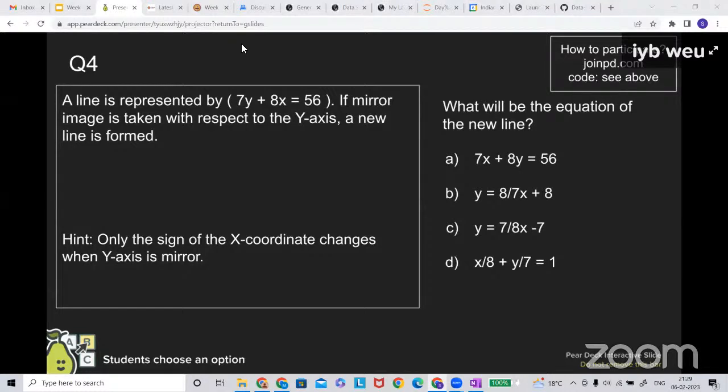See, here the hint says only the sign of the x coordinate changes when the y-axis is a mirror. I have got the answer for this, but my general query is: is this true all the time? And similarly, if someone says the x-axis is a mirror, then the sign of y will change. Is that correct? Yes. Okay, thank you, sir.